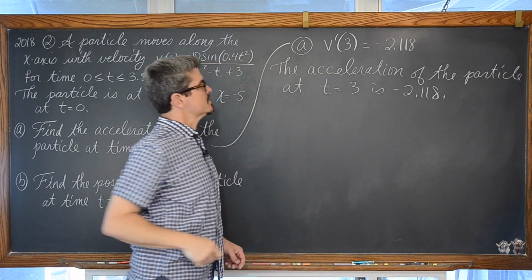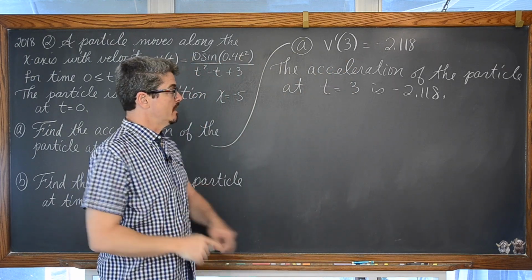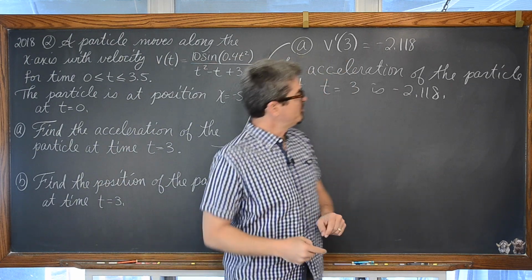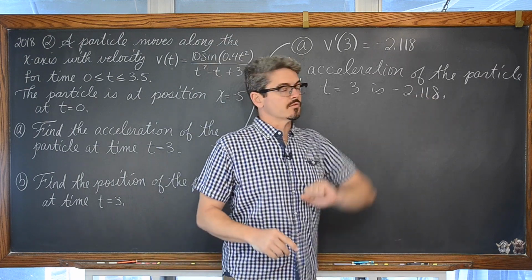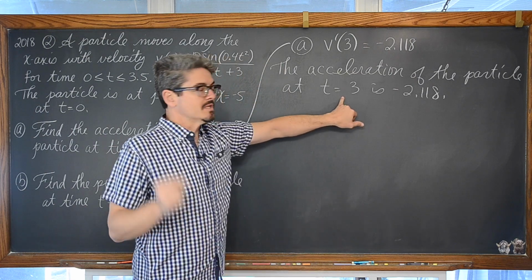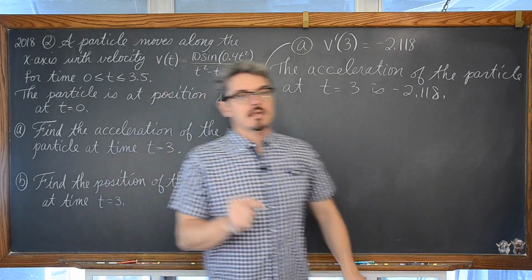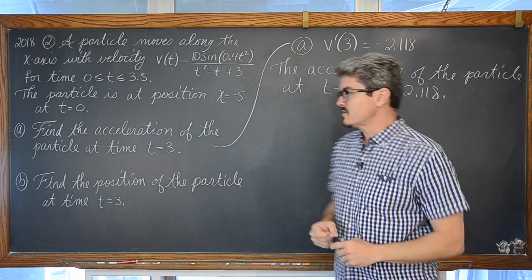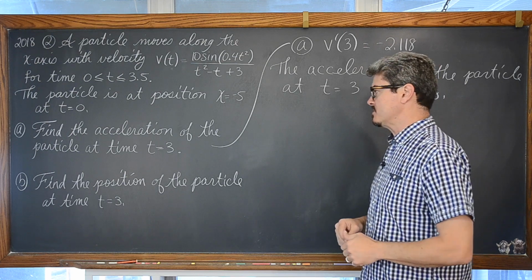So we have the acceleration of the particle at t equal to 3 is equal to negative 2.118. Always round off to your third decimal place, or your thousandths place, and also be specific about the time period. This is not a constant function. Its acceleration is going to be different at different values of t.